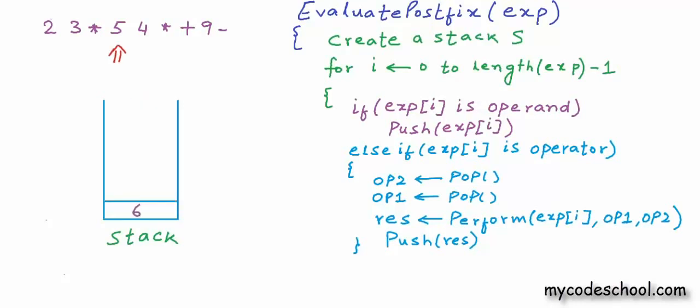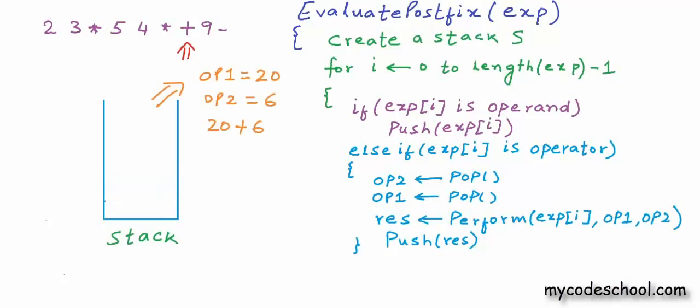Now we will move to the next entity, which is an operand. It will go onto the stack. Next, 4 will also go onto the stack. And now we have this multiplication, so we will perform 2 pop operations. After this operation is performed, the result will be pushed back. Next we have addition. So we will go on like this.